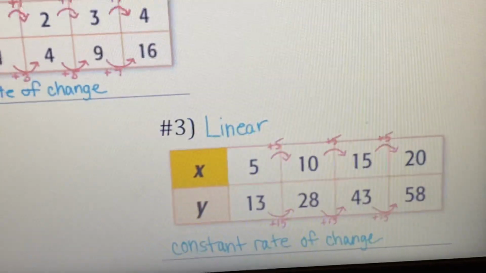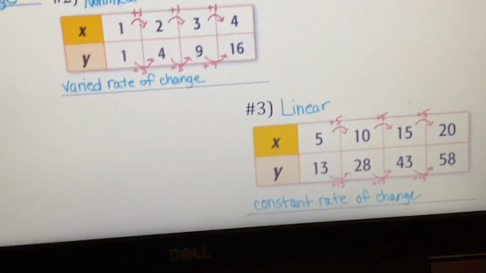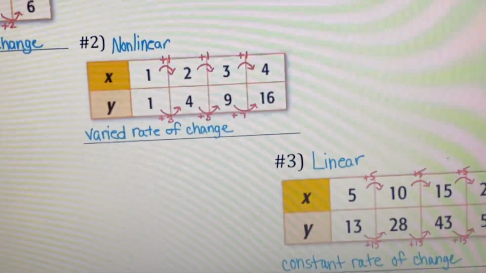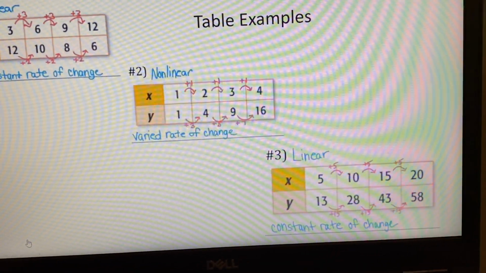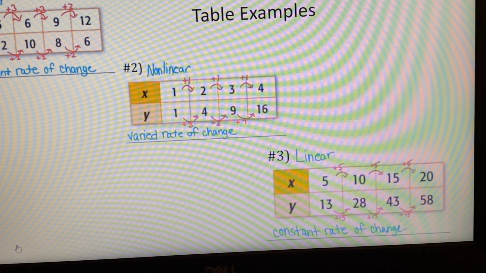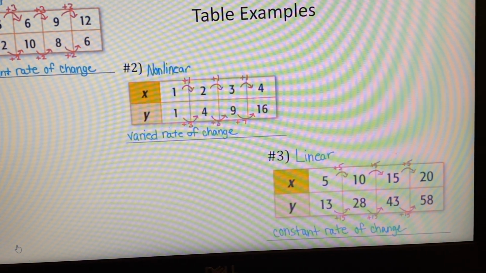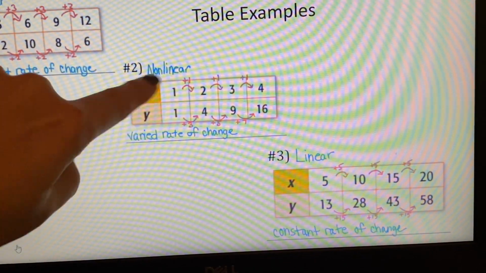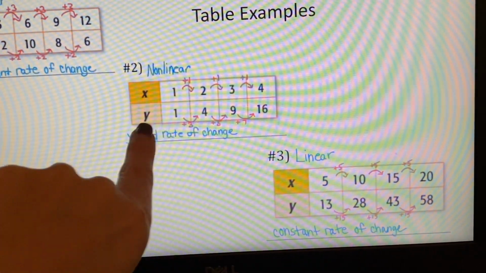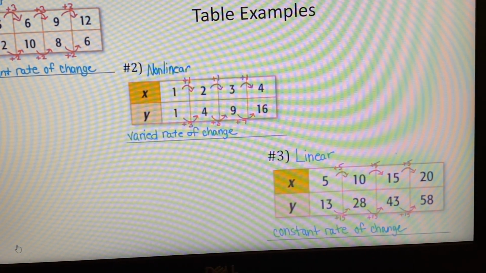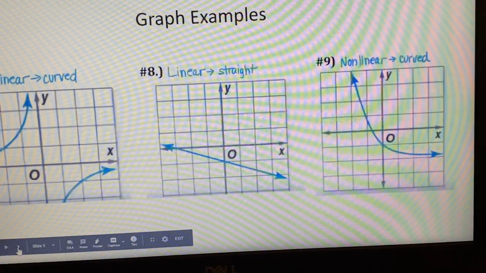Okay, so just to recap before we move on to the rest of our examples, see if I can get the camera back on this whole page. Basically what you need to keep in mind is that if you're looking at a table, we want constant rates for the input and the output values, okay? If you have a constant rate of change up here, but it is not a constant rate of change down here, it is not linear, okay? All right, let's go to the next slide.